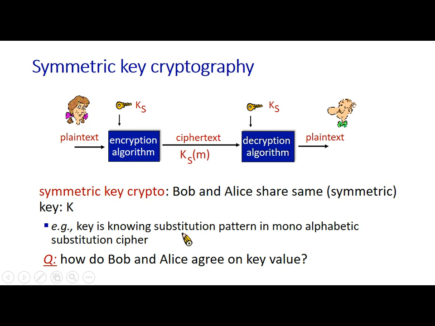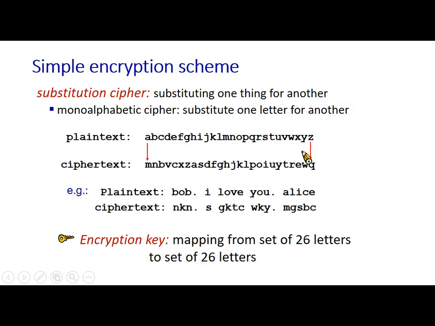For example, K is known as the substitution pattern in a monoalphabetic substitution cipher. So here is the question: how do Bob and Alice agree on the key value? Because it's a shared key. Here is a simple encryption scheme, the substitution cipher, which substitutes one thing for another. In a monoalphabetic cipher, we substitute one letter for another.